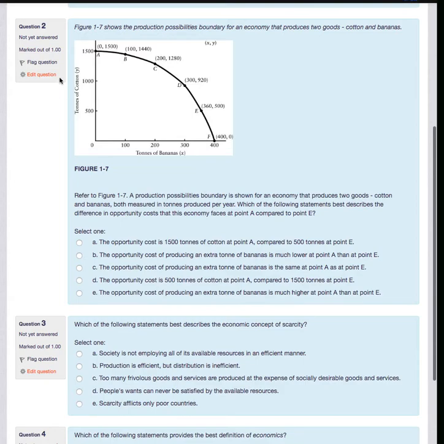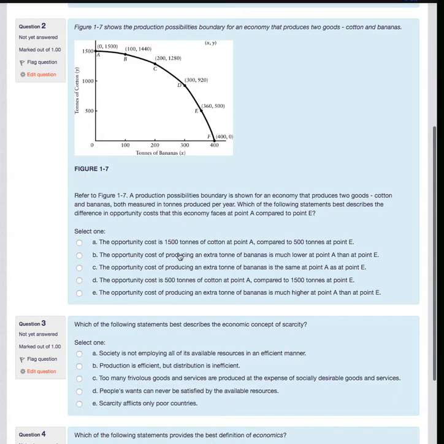So here at point A, I produce no bananas, if I want to produce more bananas. So here I'm going to have a smaller opportunity cost at point A because in terms of producing cotton.